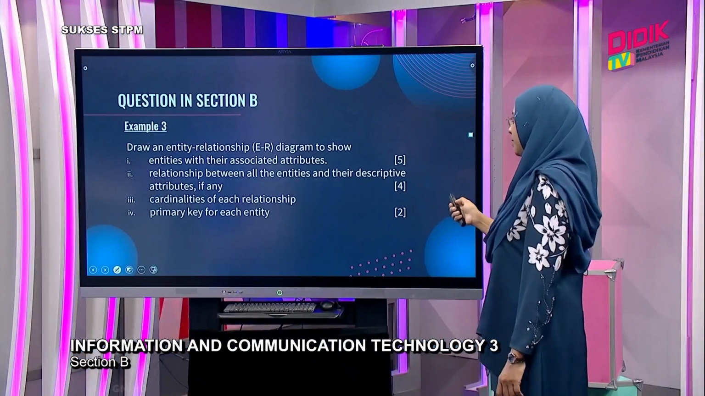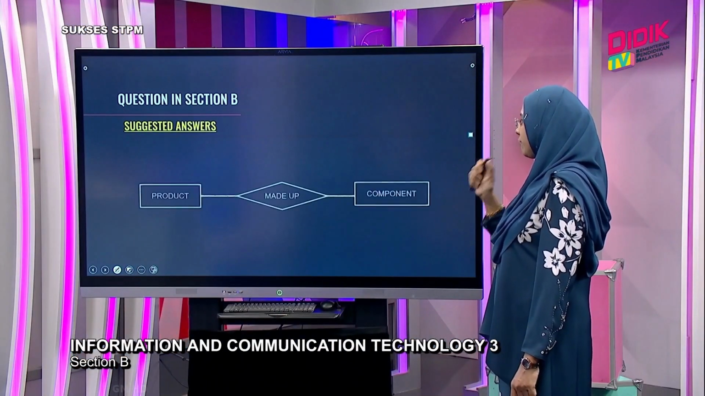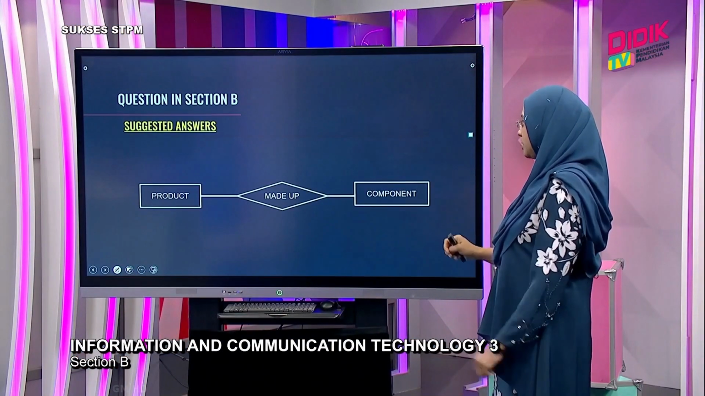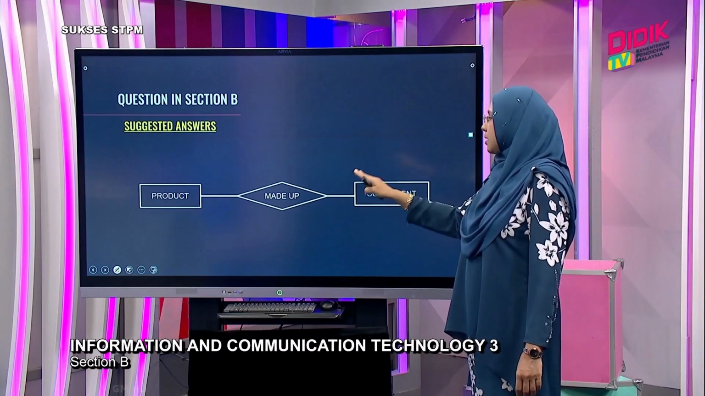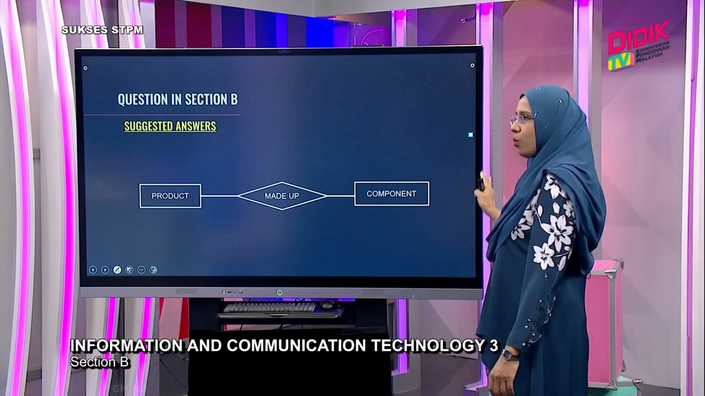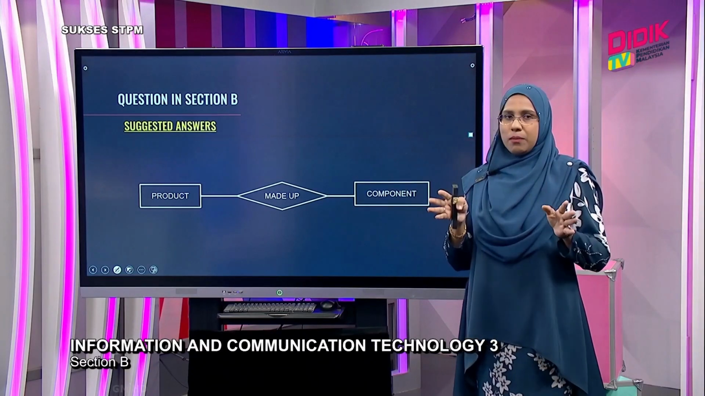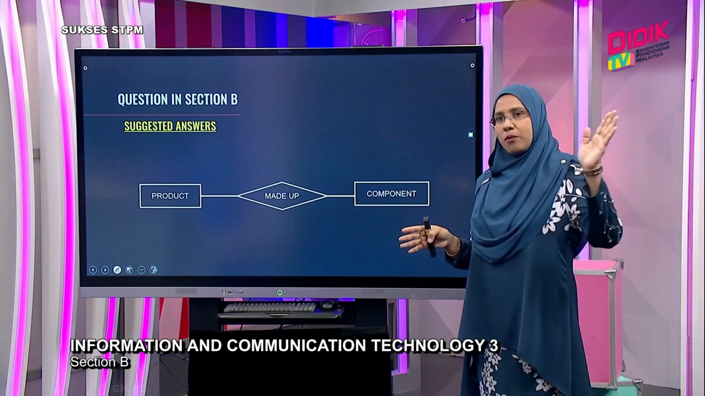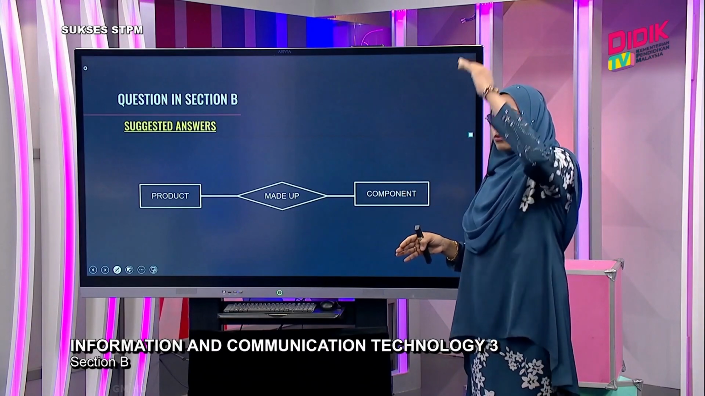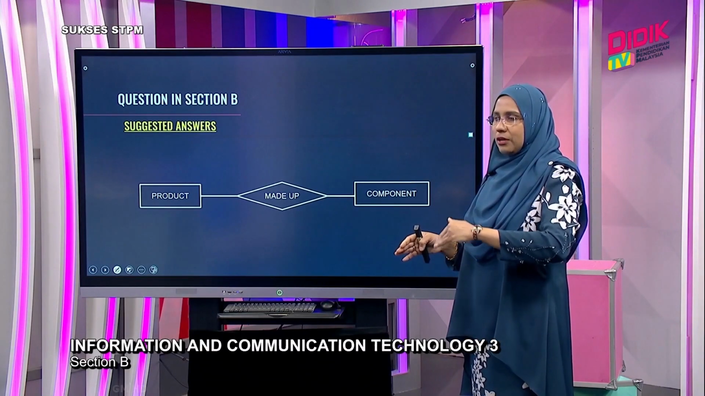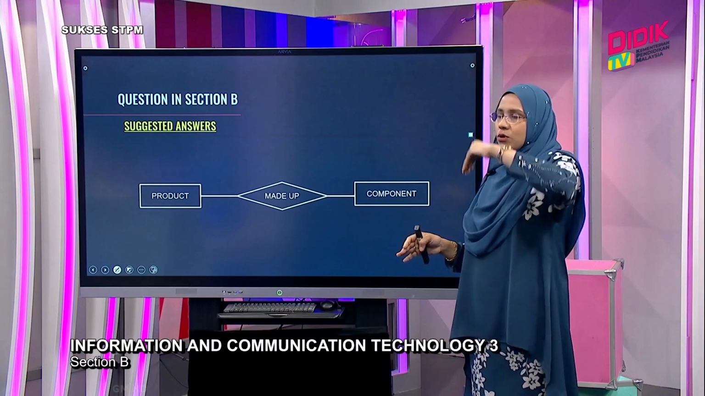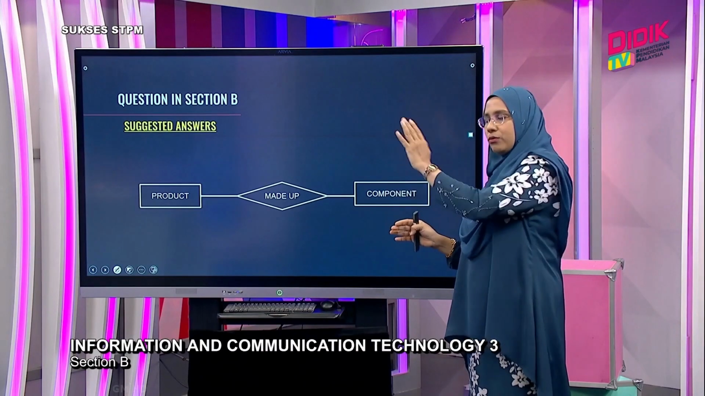Easy to get marks. Alright, so first, in the question, they said product made up of component. So you draw first the ER diagram. Remember, your ER diagram must be from left to right, top to bottom. You cannot read from bottom to up. It's wrong. You read left to right.